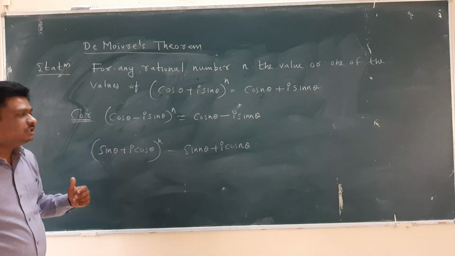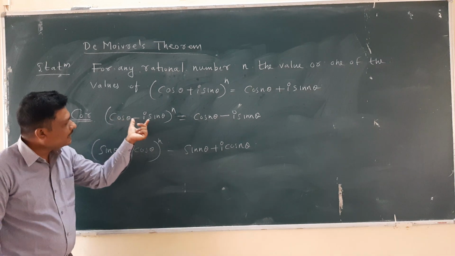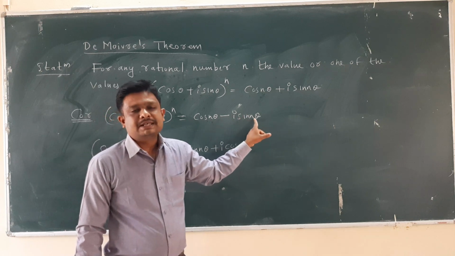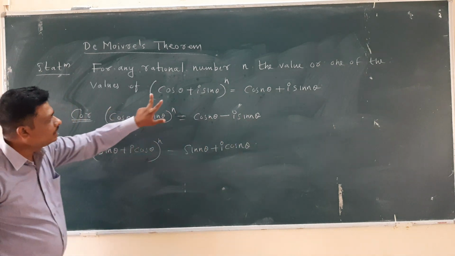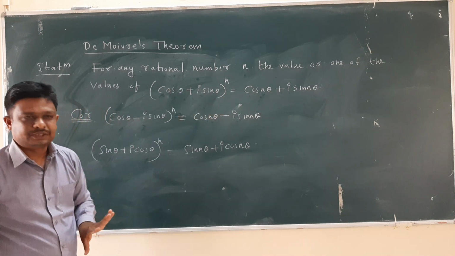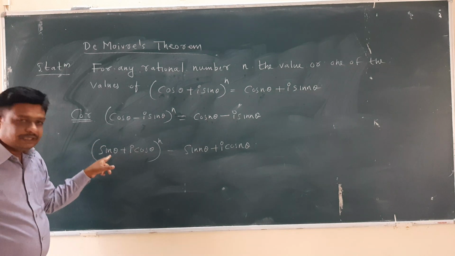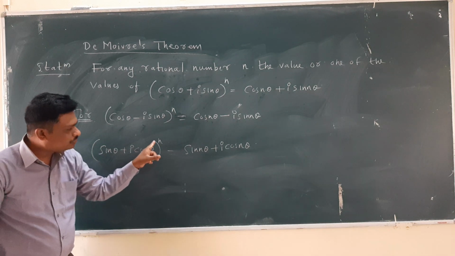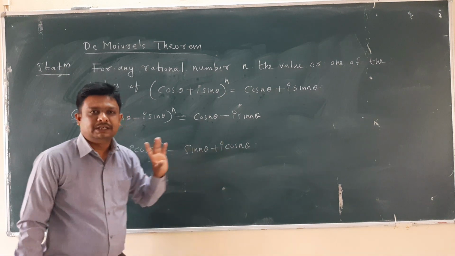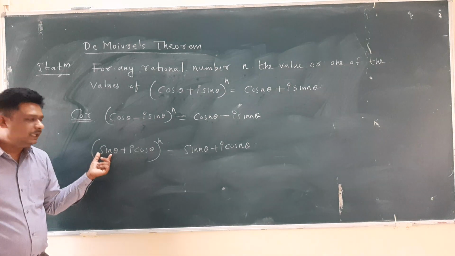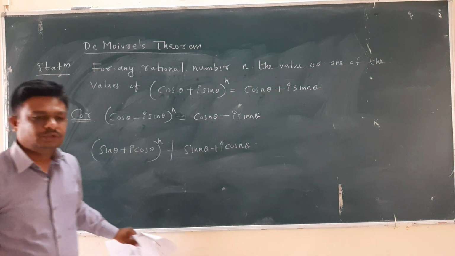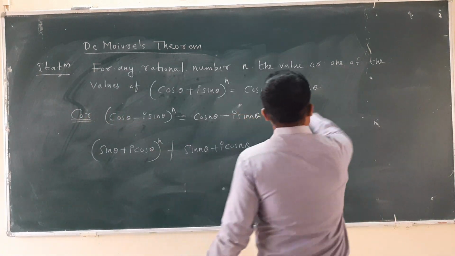The corollary of this De Moivre's theorem is that (cos theta minus i sin theta) raised to n can be written as cos n theta minus i sin n theta. Here cos is the real and sin is the imaginary part of this function. If I write it like this, (sin theta plus i cos theta) raised to n, I cannot write it as sin n theta plus i cos n theta, because here sin is real and cos is imaginary. Here De Moivre's theorem is not applicable. So let us see some problems on De Moivre's theorem.